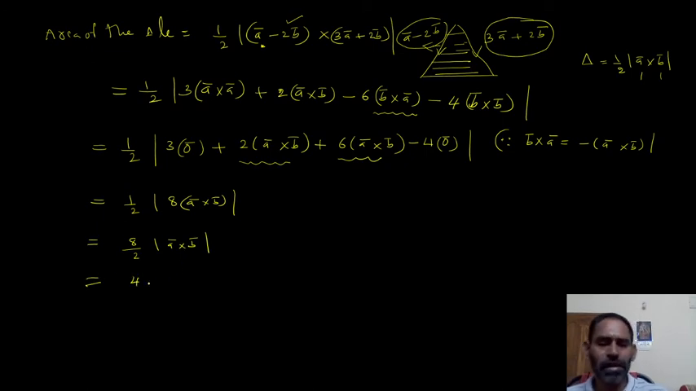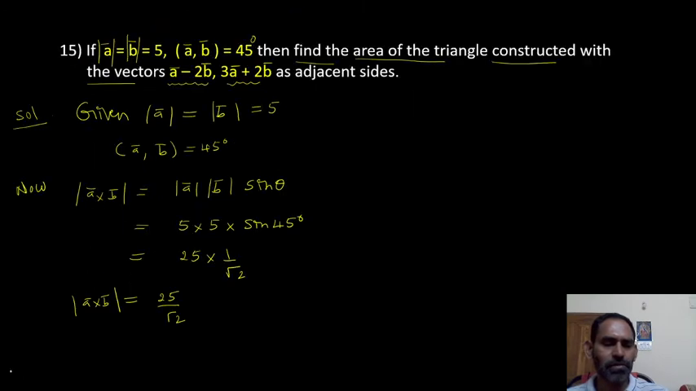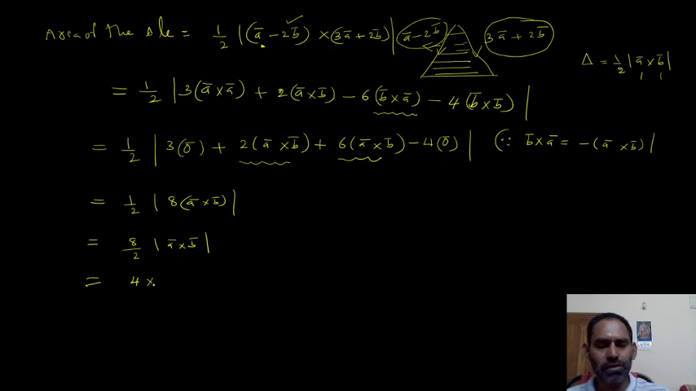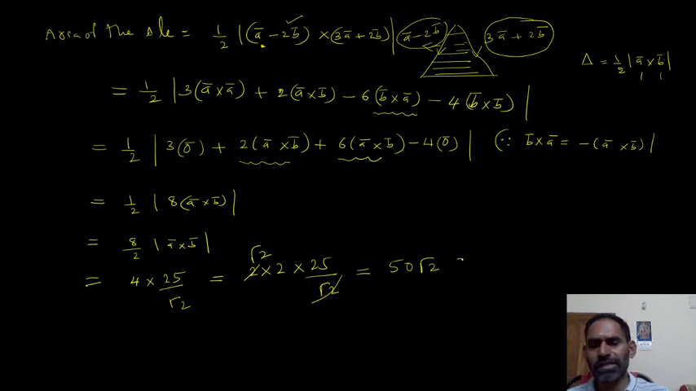We already have mod a bar cross b bar in the previous step. Mod a bar cross b bar is 25 by root 2. So this can be simplified: 4 can be written as 2 into 2 into 25 by root 2. The root 2 gets cancelled, therefore 2 into 25 is 50, so 50 root 2 square units. This is the area of the triangle. That's all.